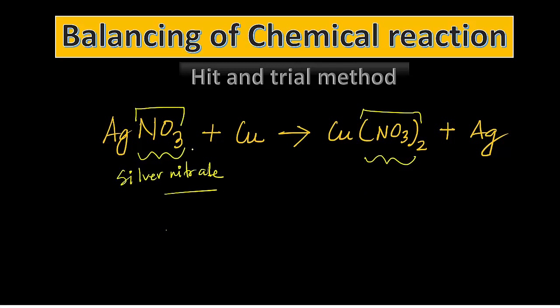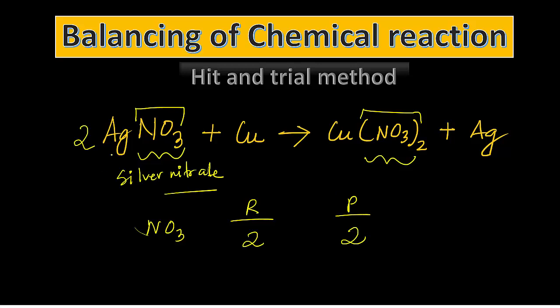So what is the number of NO3 ion or nitrate ion in the reactant side? This is only 1. In the product side? This is 2. So what we have to do? We have to place 2 before AgNO3 so that the nitrate ion can be balanced. So what is the number of nitrate ion in the reactant? That is 2. And in the product also the number of nitrate ion is 2.